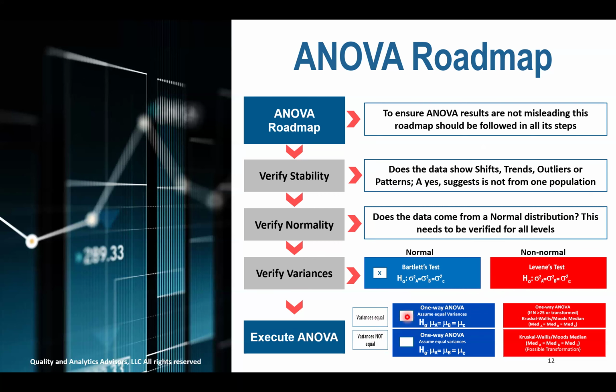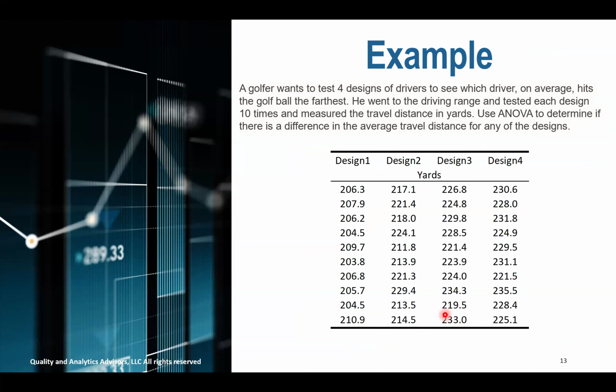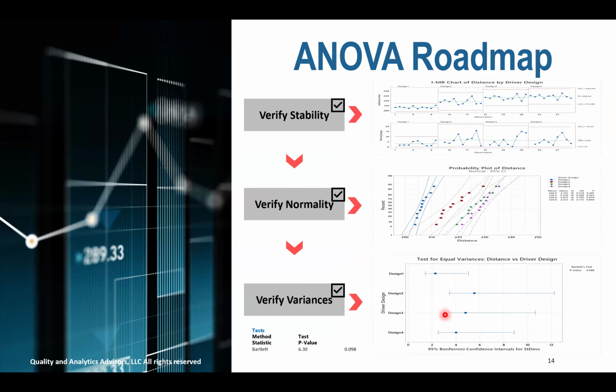So this is the scenario that we're going to be concerned with. Here's the example I've been talking about. A golfer wants to test 4 designs of drivers to see which driver on average hits the golf ball the farthest. He went to the driving range and tested each design 10 times and measured the travel distance in yards. We want to use ANOVA to determine if there is a difference in the average travel distance for any of these designs.